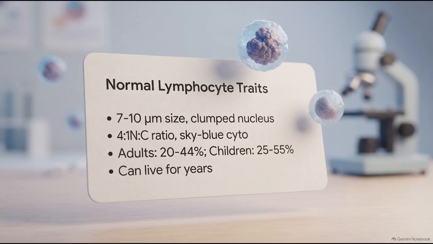Now keep in mind, some larger lymphs do exist, and those tend to get pushed to the very periphery of your slide. Sometimes they even show a few purplish-red azurophilic granules. As for the numbers, children naturally run higher, roughly 25 to 55%, compared to adults who sit at about 20 to 44%. Oh, and incredibly, these resting normal cells, they can literally live for years.